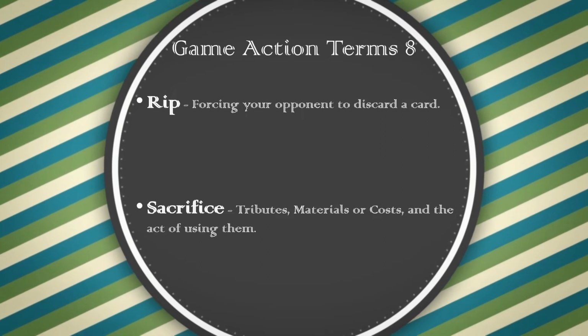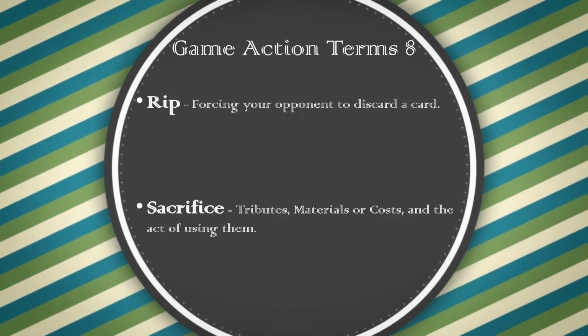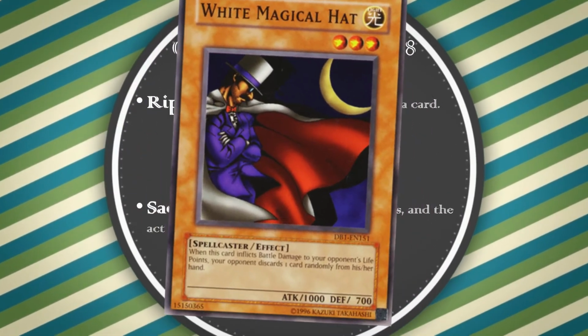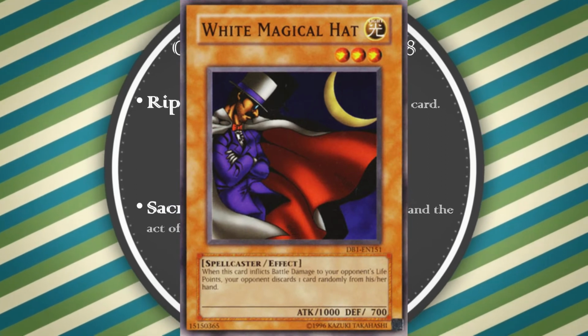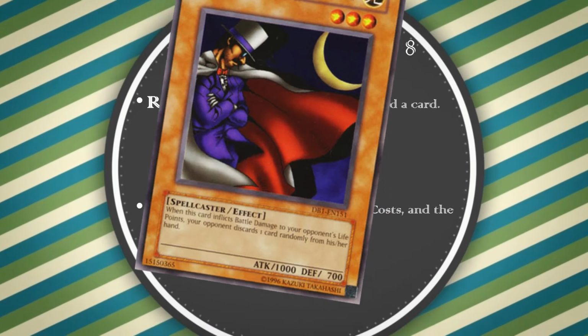Rip. Forcing your opponent to discard a card. An example of a card that rips a card from the hand is White Magical Hat, which states, when this card inflicts battle damage to your opponent's life points, your opponent discards 1 card randomly from his or her hand.